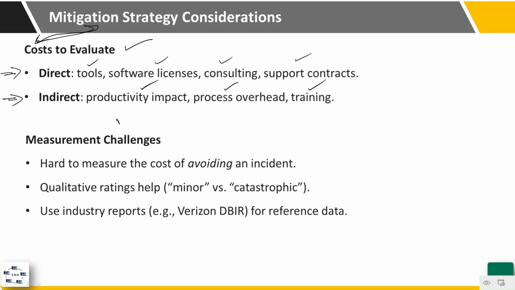So the measurement of costs is a challenge. It is hard to measure the cost of avoiding an incident. Similarly, qualitative rating helps in this regard, for example, using the terms minor versus catastrophic risk. And we need to use industry reports, for example, Verizon DBIR, for reference data.